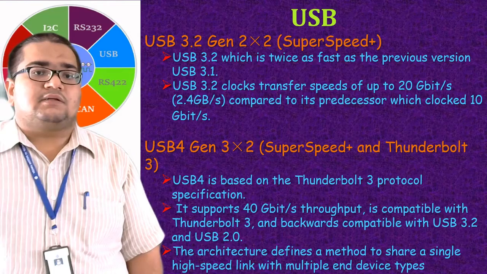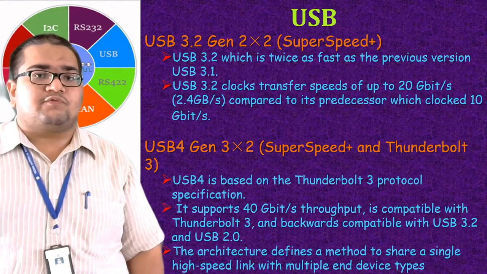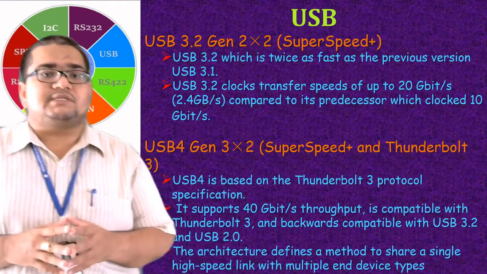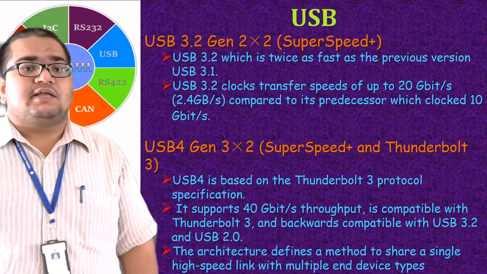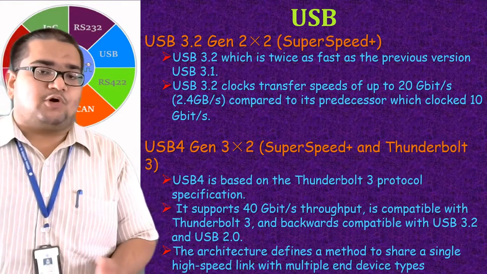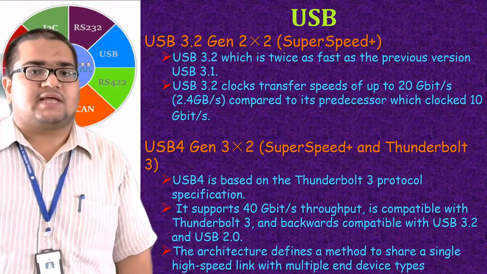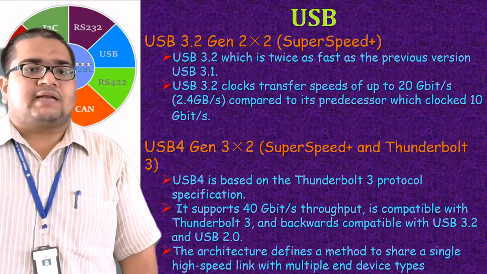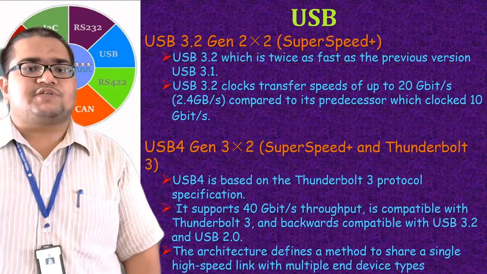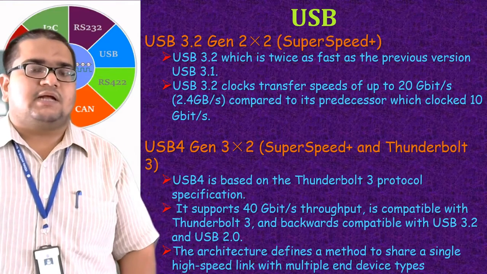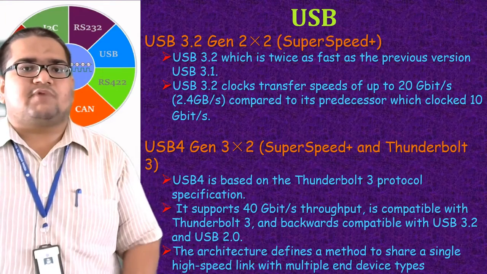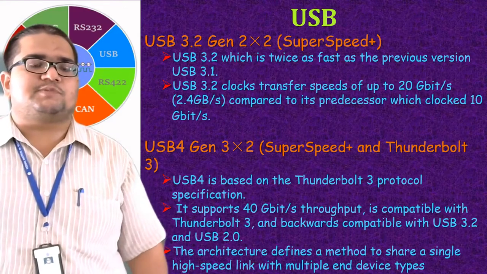Then we have USB 4, which is the current technology in USBs. Its communication speed is double that of USB 3.2, that is 40 gigabits per second. The architecture defines a method of achieving a single high-speed link between multiple devices and types. That is one of the features of USB 4.